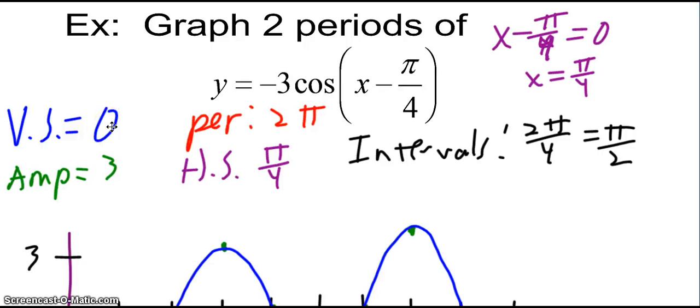All right, here again our vertical shift was 0. Our amplitude is 3, but the negative is going to affect the graph. The period is 2 pi. Our horizontal shift was pi fourths. We get that by setting what's in the parentheses equal to 0 and solving for x. And our intervals are pi halves.